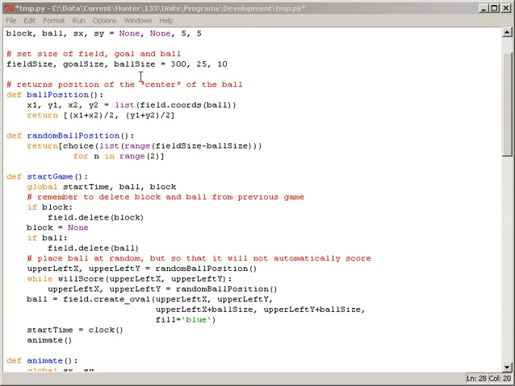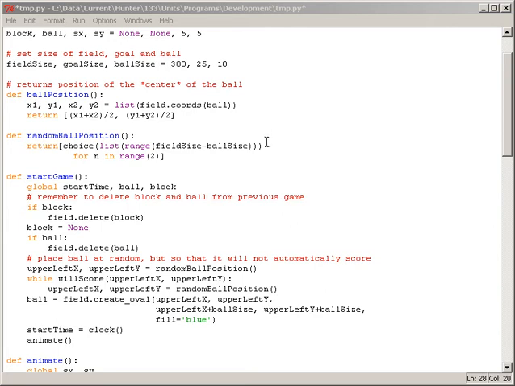First, notice that our initial values for Sx and Sy are both positive 5. That means that at the beginning, in each animation step, the ball will move 5 steps over and 5 steps down. That means its motion will be downward and to the right.